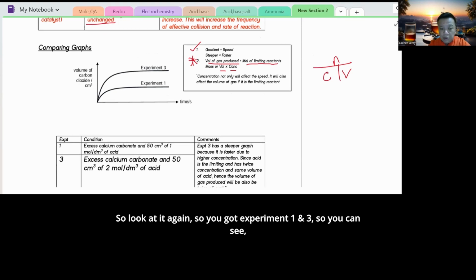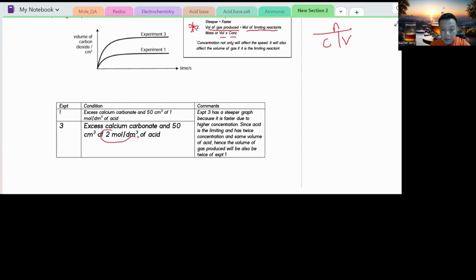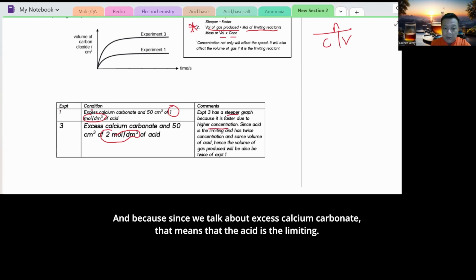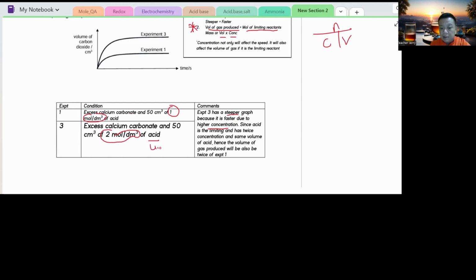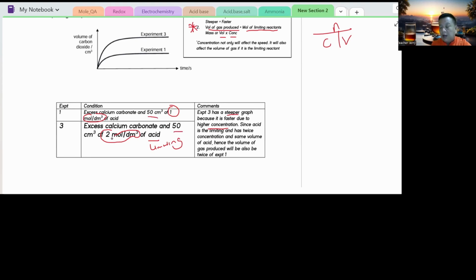So let's look at it again. You've got two experiments, one and three. You can see both have excess calcium carbonate, but now this is 2 mole per dm cube in experiment three, and this is 1 mole. So definitely we know that it is steeper because we've got higher concentration. And since we talk about excess calcium carbonate, that means the acid is the limiting reactant. If the volume stays the same, 50 cm cube, 50 cm cube, but now you have 2 mole per dm cube, your concentration is higher.